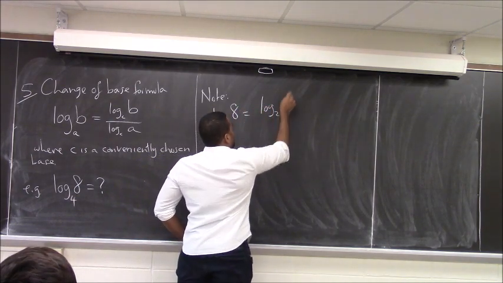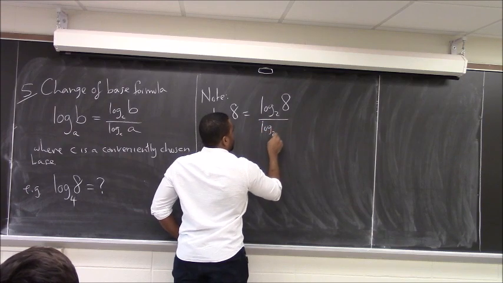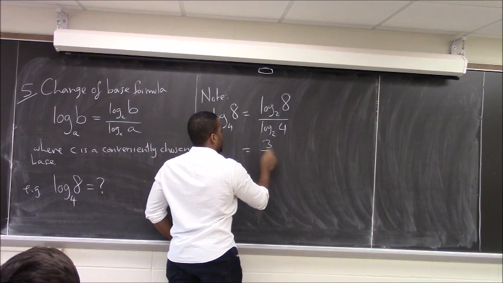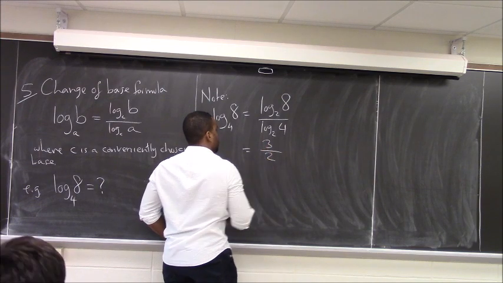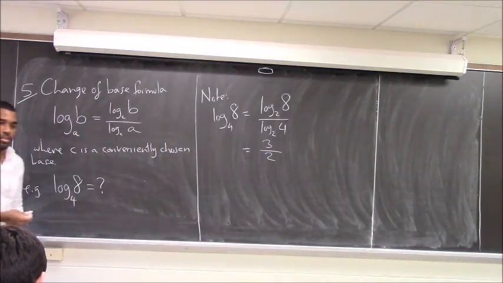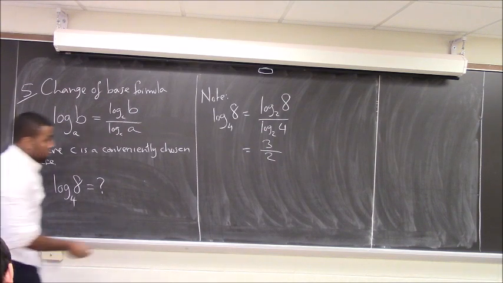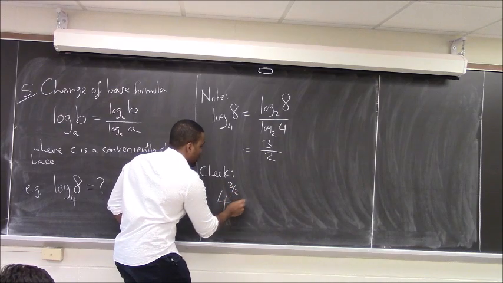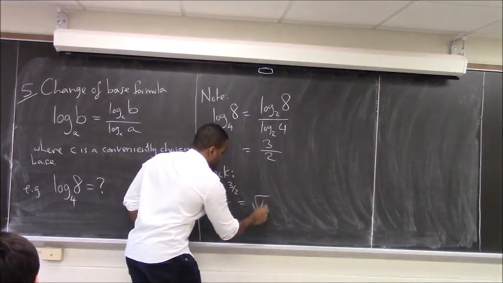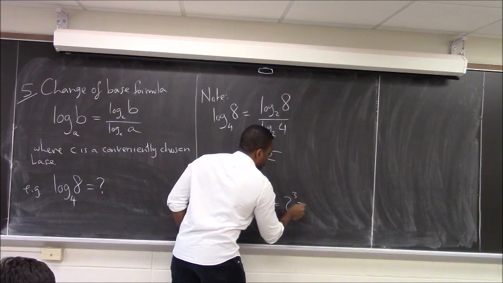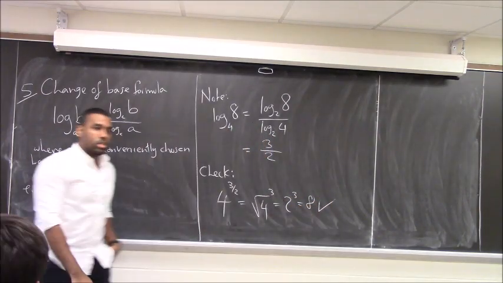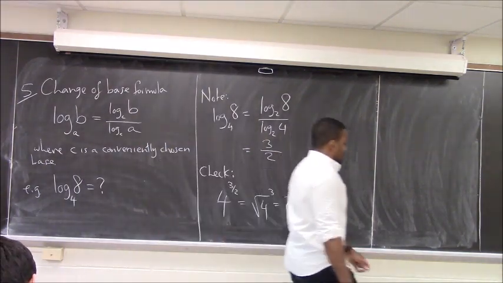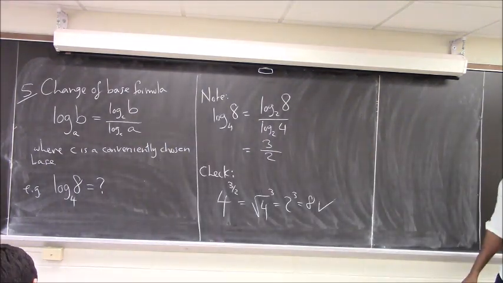And that will give me log to the base 2 of 8 divided by log to the base 2 of 4. Log to the base 2 of 8 is 3. Log to the base 2 of 4 is 2. So it's 3 over 2. It's exactly 1.5. And you can check, because if you take 4 to the 3 over 2, that's the square root of 4 cubed, that's 2 cubed, that's 8. That was actually the answer. So, any questions so far?